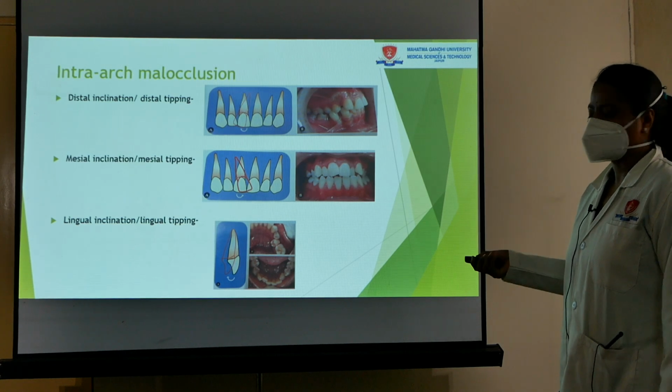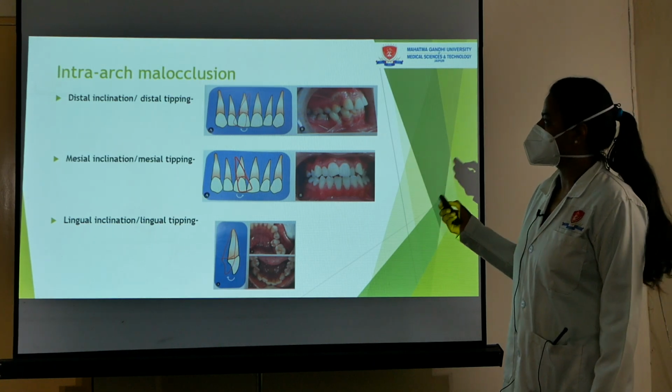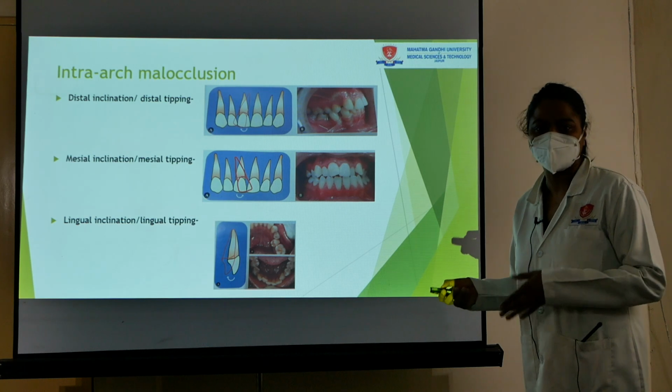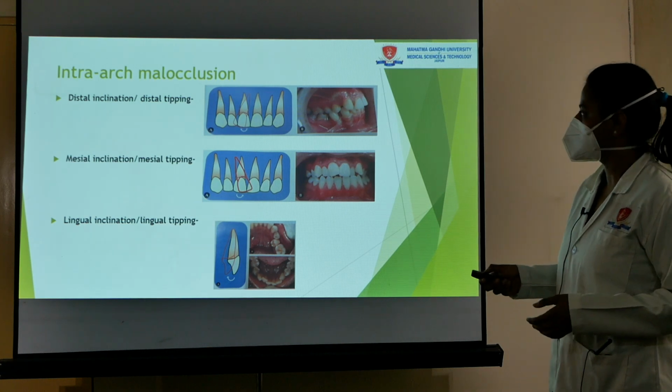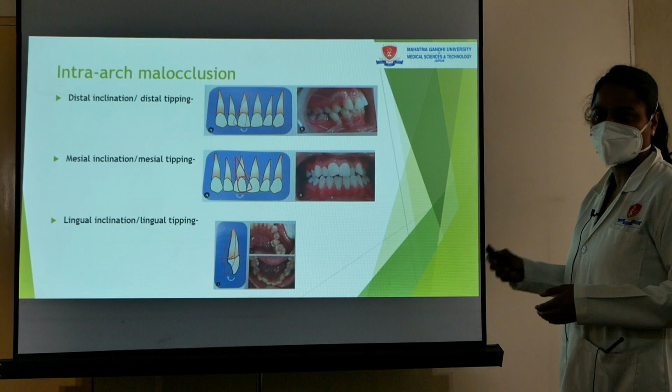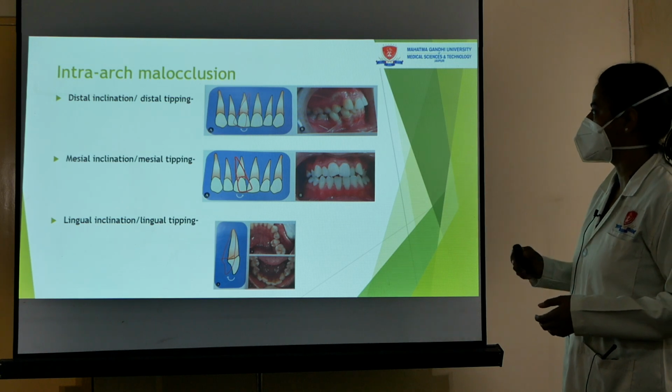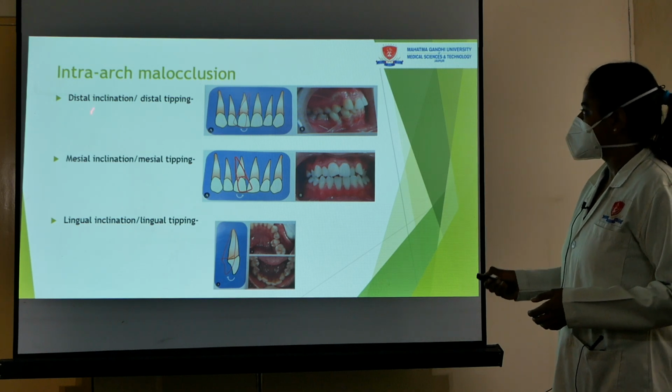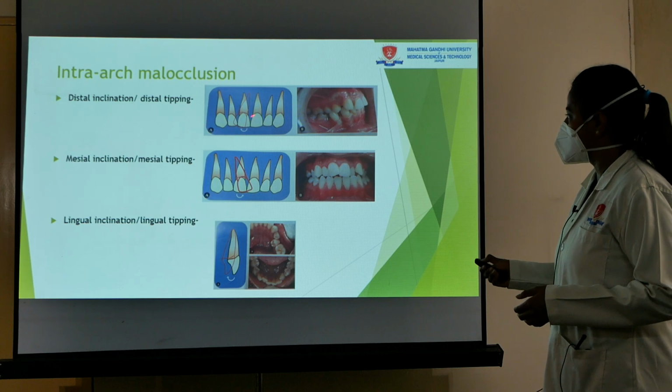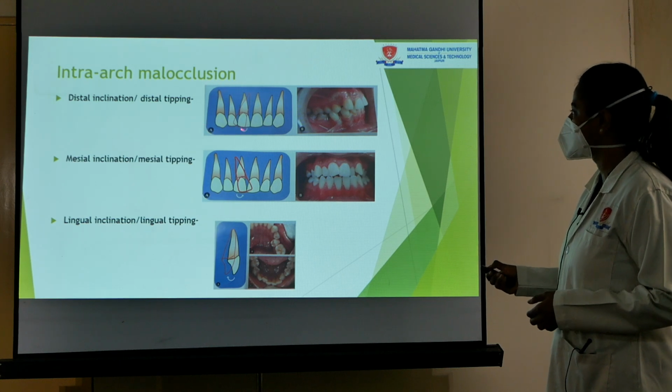So this is the first classification system, that is the intra-arch malocclusion. Intra-arch malocclusion means when the malocclusion is present in a single arch, whether in the maxillary arch or in the mandibular arch. First is the distal inclination or distal tipping, as we can see in this figure.